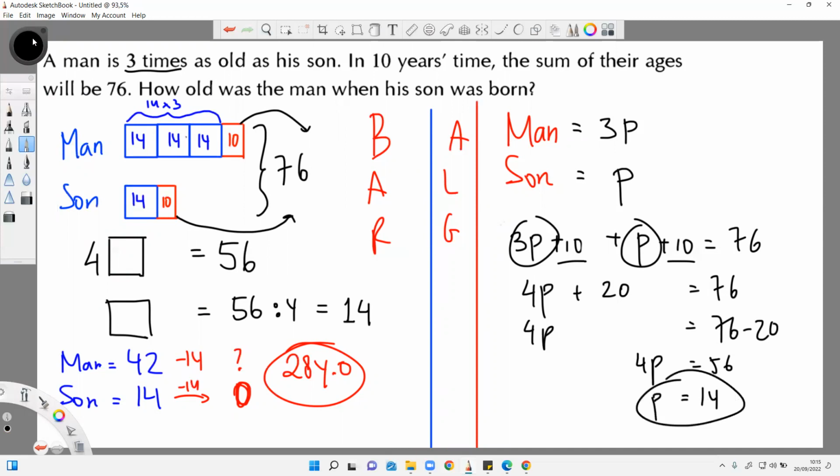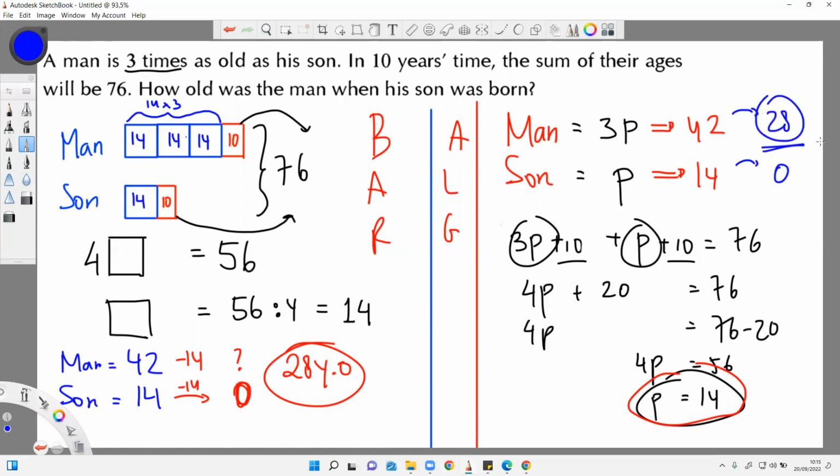So we know that the son is 14. Just change the P by 14. And the man is 3 times 14, 42. And the question is asking you for the age of the man when the son was born. Subtract 14, 28. So the answer is 28 years old.